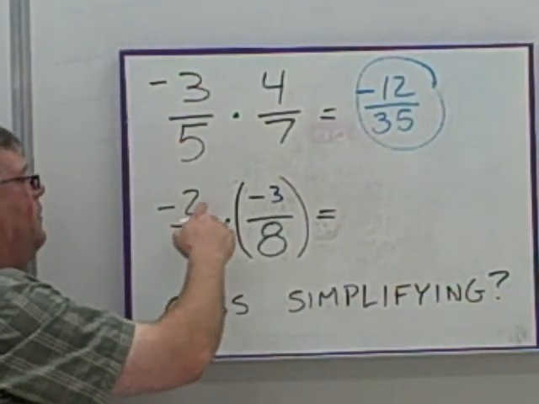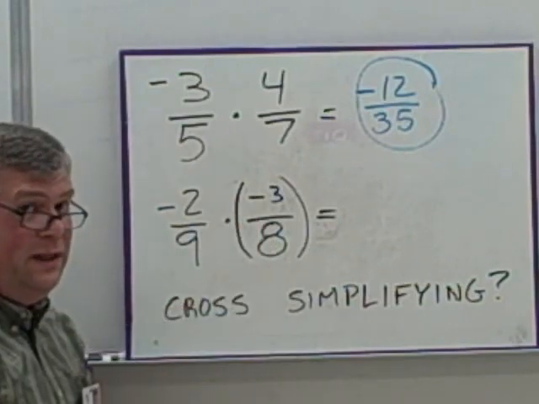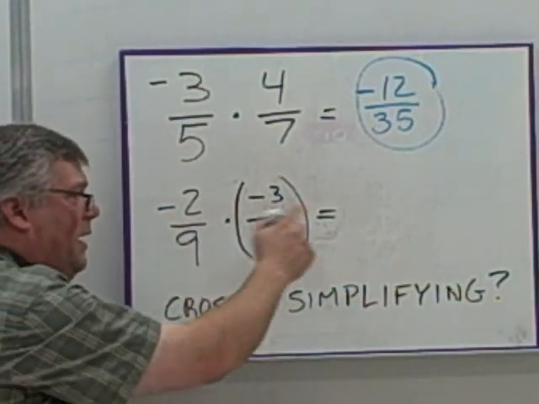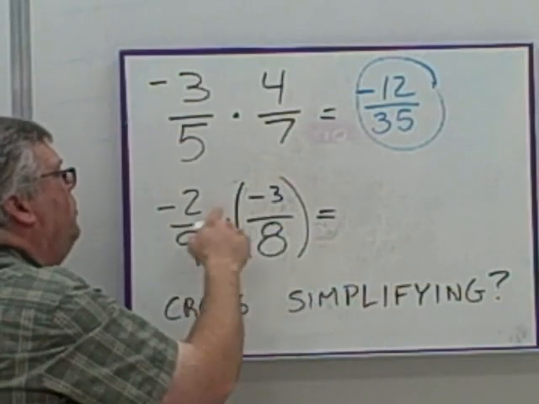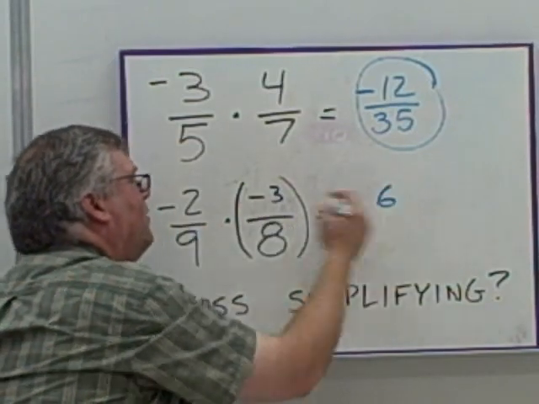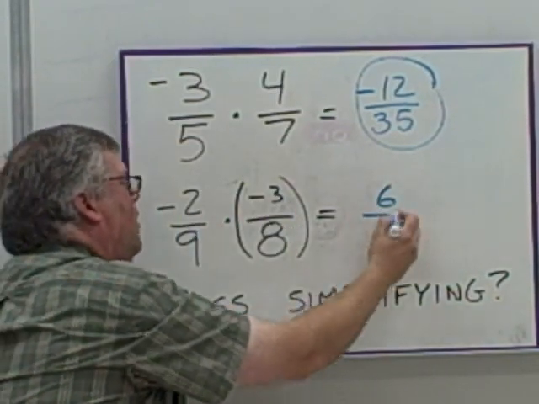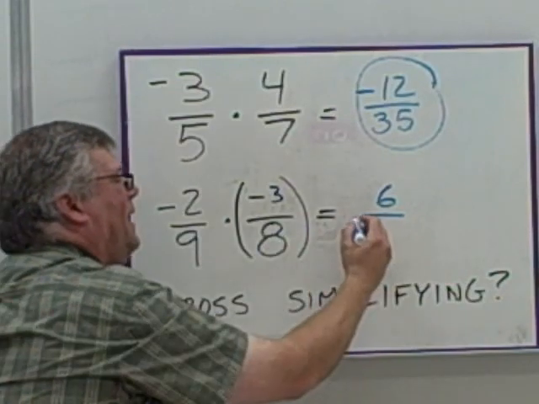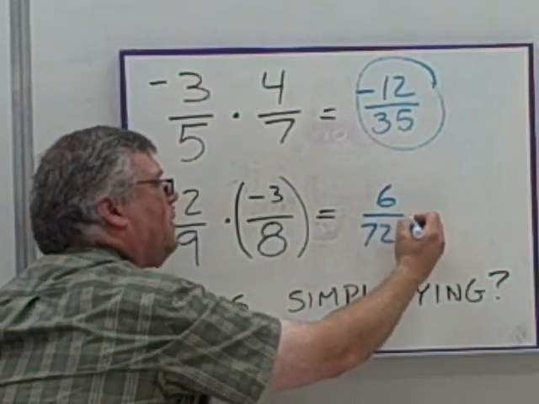Here, negative times a negative. Our answer is going to be positive. Same signs, so the answer is going to be positive. 2 times 3 is 6. Top times top, top number. Bottom times bottom, 9 times 8 is 72.